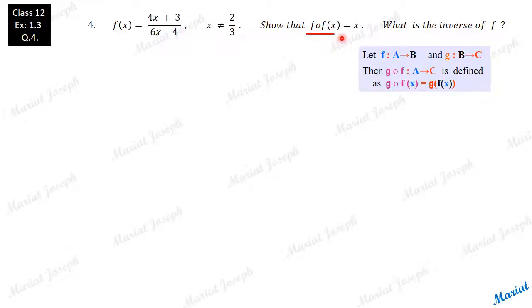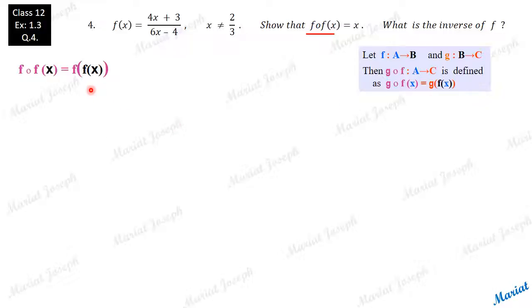What do we mean by f∘f? It's a composition of f and f, and its definition goes this way. If f is from A to B and g is from B to C, g∘f is defined from A to C as g∘f(x) is equal to g(f(x)). This is the rule we need to follow. So, f∘f(x) is f(f(x)).